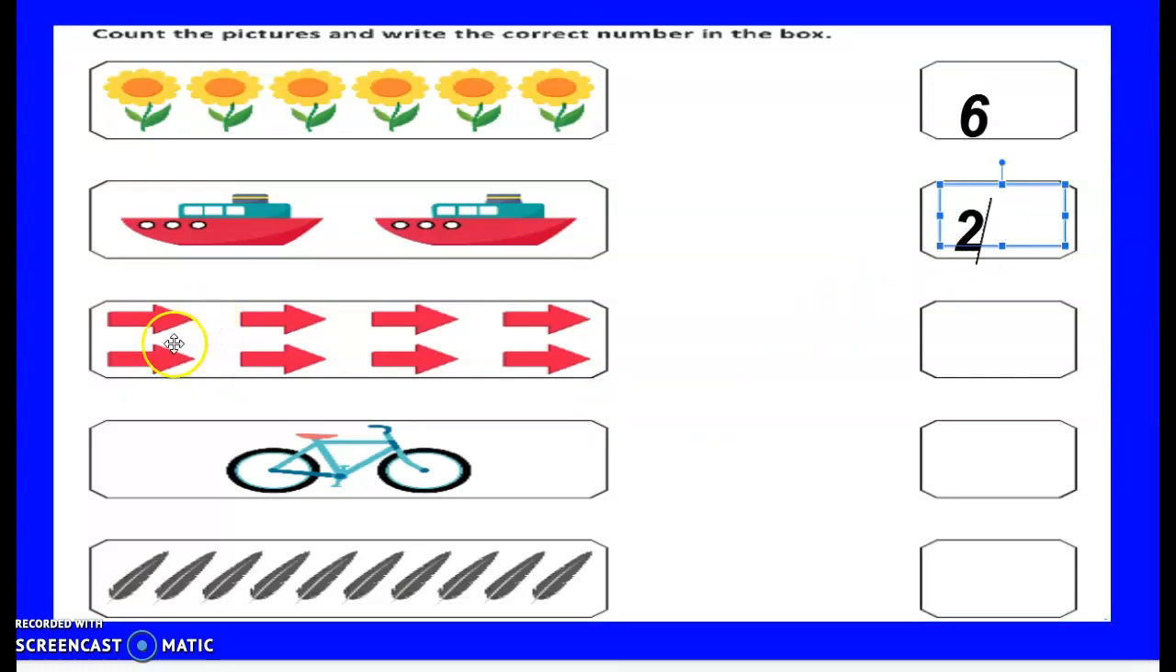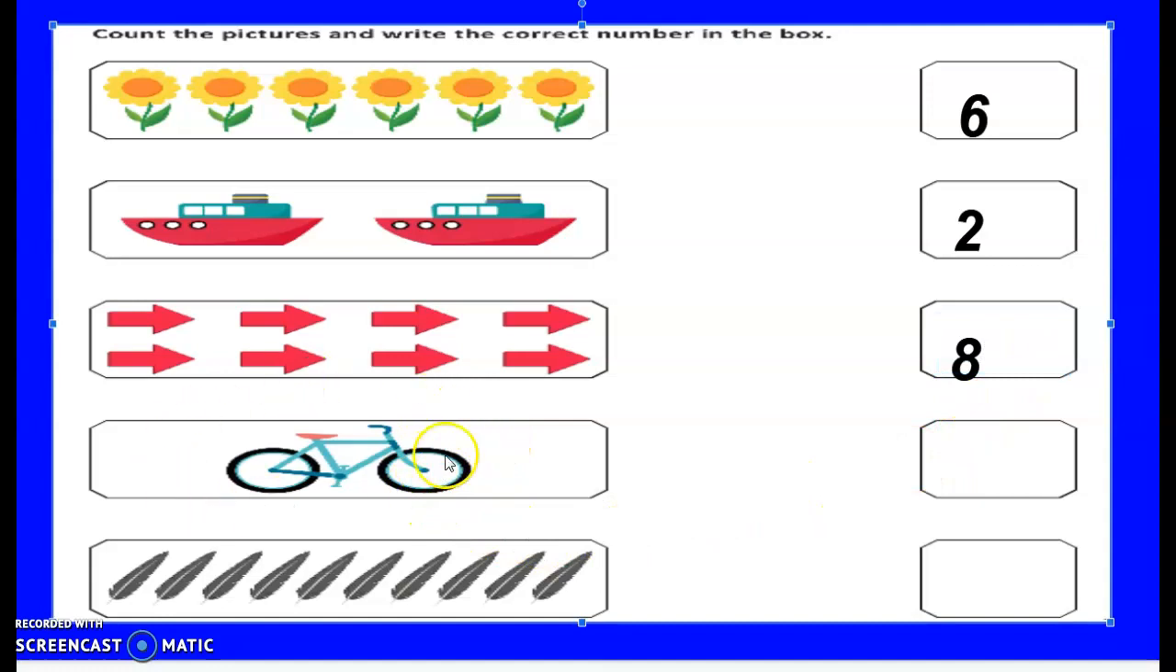Okay. Now count the arrows, children. 1, 2, 3, 4, 5, 6, 7, 8. So how many arrows are there? There are 8 arrows. So we will write 8.